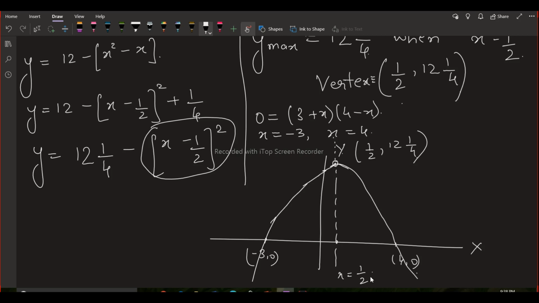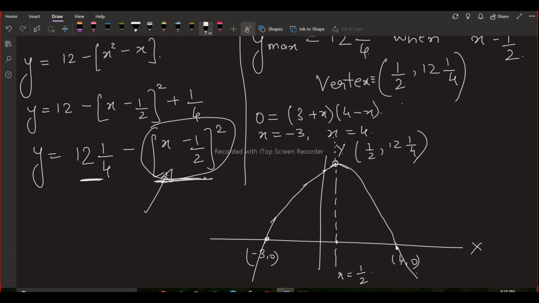So hope you understood this method. Remember, the first part is we complete the square, and we just have to make sure the square part becomes 0. The value of x for which this part becomes 0 will help you get the value of y, which will be the max value or the min value, and that would be the vertex. Once you get the vertex, you factorize and put y equal to 0 to get the points where the graph will cut the x-axis.